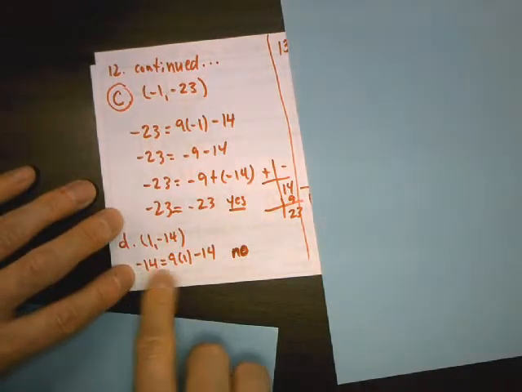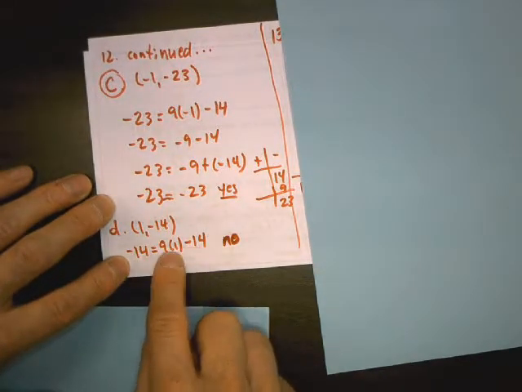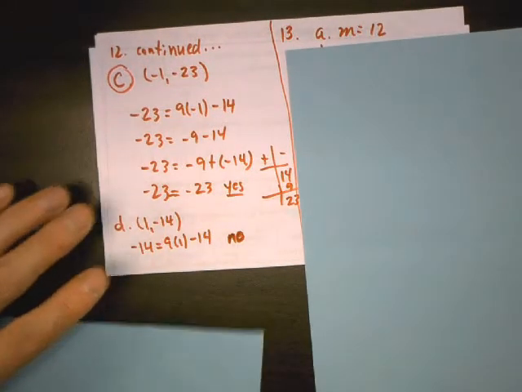Now, if I check D and I plug it in, I know that if I have negative 14 here, and negative 14 and positive 9, there's no way that can be the same, so I can stop. I know that doesn't work.